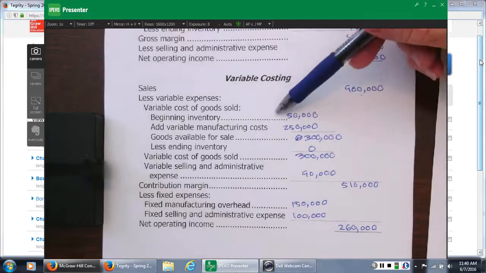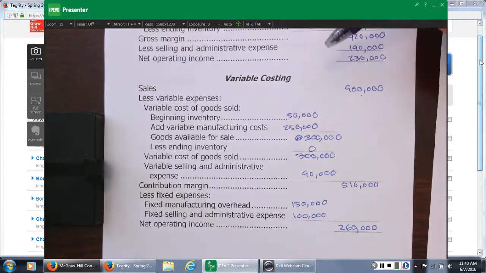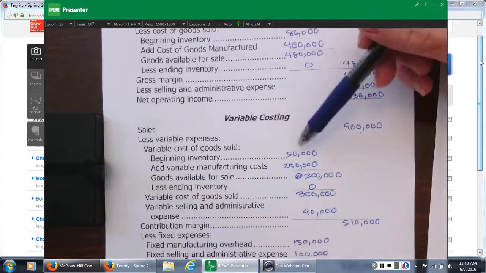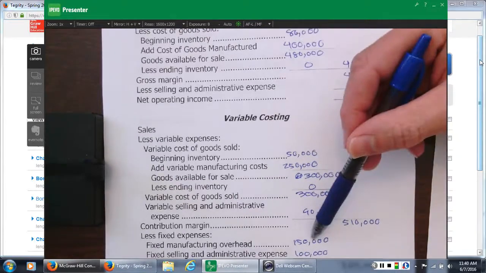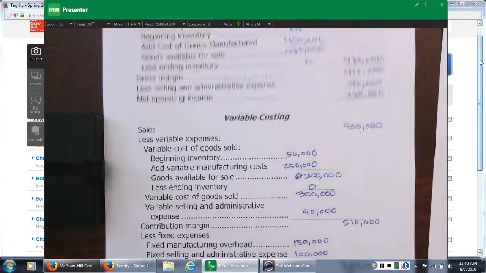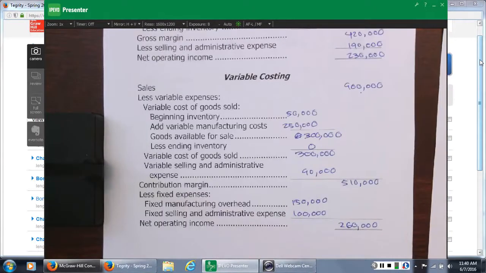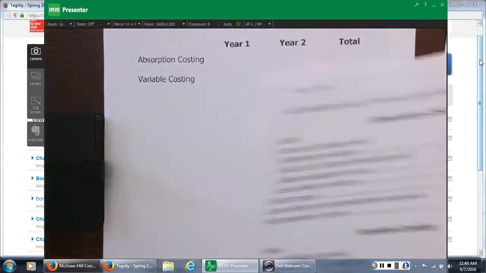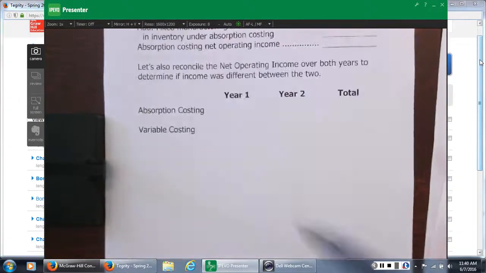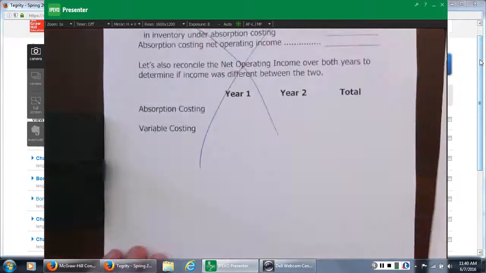Because look at the difference in beginning inventory. Because you're selling off those goods right here. But here, it's treated as a period cost, but look at the difference in the inventory. And that's what shows up in the net operating income. Okay? So again, I'm going to go ahead and skip this page, because I've kind of talked about it. So we're going to keep on going.